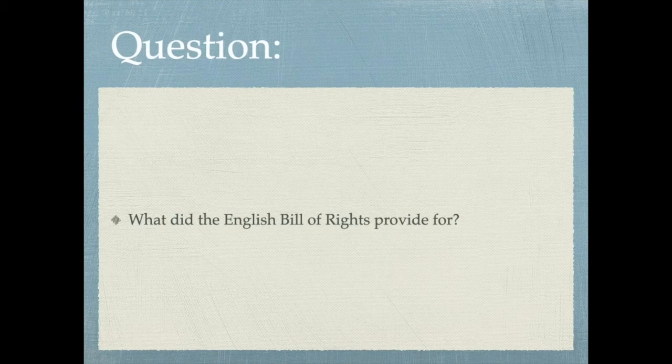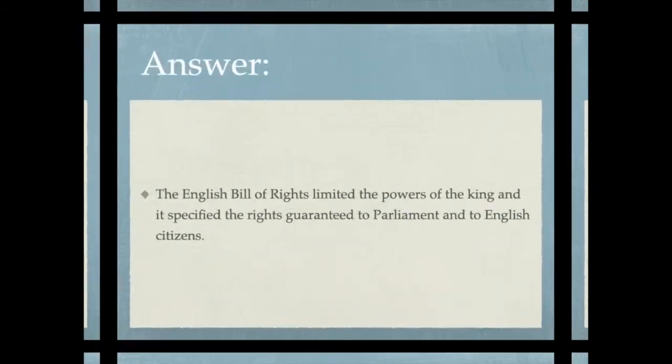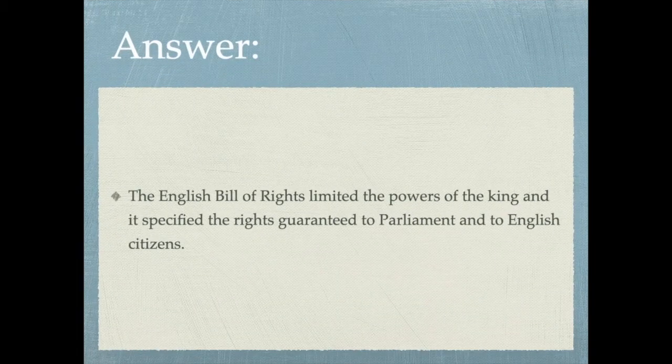Question: what did the English Bill of Rights provide for? The answer: the English Bill of Rights limited the power of the king, and it specified the rights guaranteed to Parliament and to English citizens.